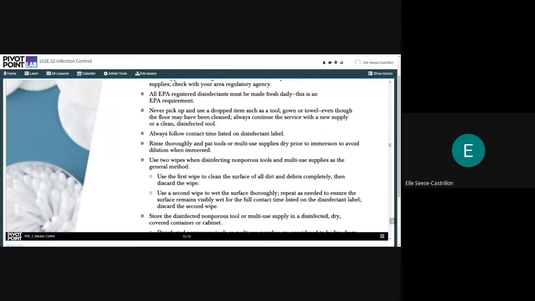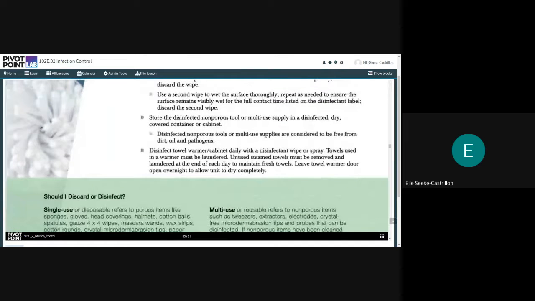Use 2 wipes when disinfecting non-porous tools and multi-use supplies as a general method. Use the first wipe to clean the surface of all dirt and debris completely, then discard the wipe. Use a second wipe to wet the surface thoroughly and repeat as needed to ensure that the surface remains visibly wet for the full contact time listed on the disinfectant label, and discard the second wipe.